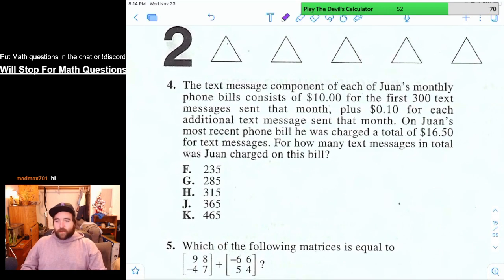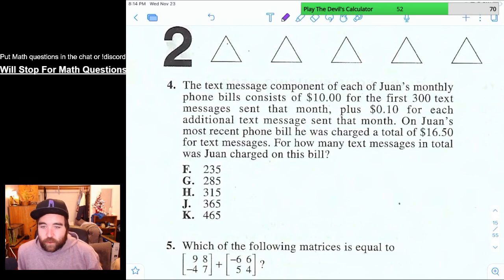All right. The text message component of each of Juan's monthly phone bills consists of $10 for the first 300 text messages sent that month, and then 10 cents for each additional after that. Oh, that's expensive. On Juan's most recent phone bill, he was charged $16.50 for text messages. How many text messages in total did he make this month?